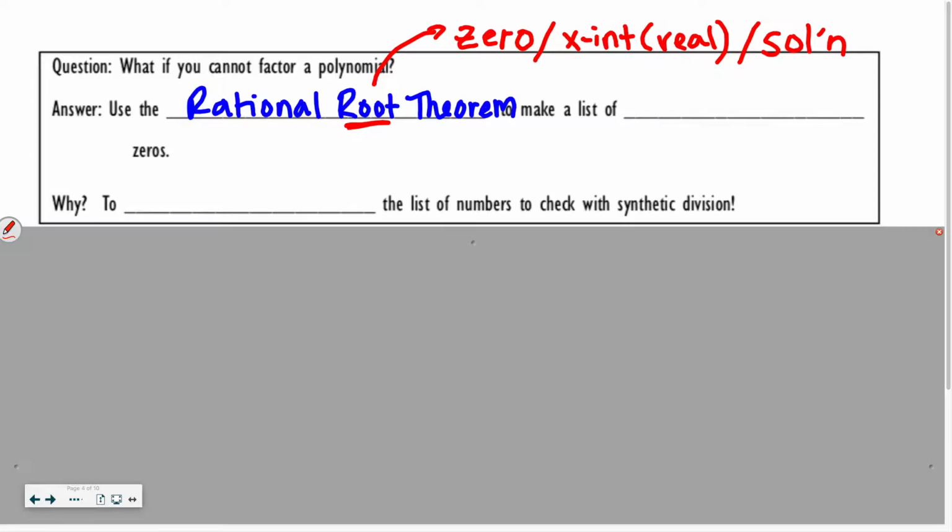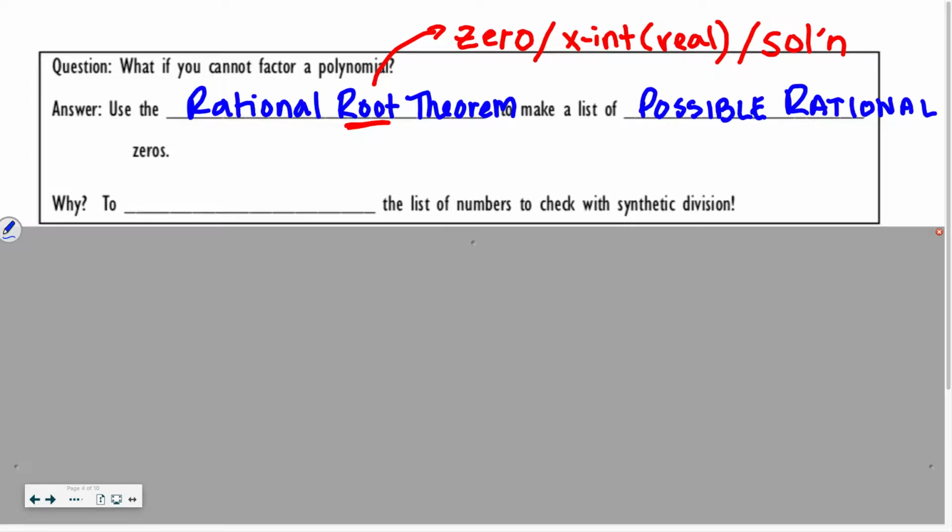All right, and we're going to use the rational root theorem to make a list of possible rational zeros. Okay, what does it mean when something is possible? It's going to be on the graph. It can happen, but it won't always happen. So this is a list of zeros, like these things could be zeros, but this is not the list of zeros.